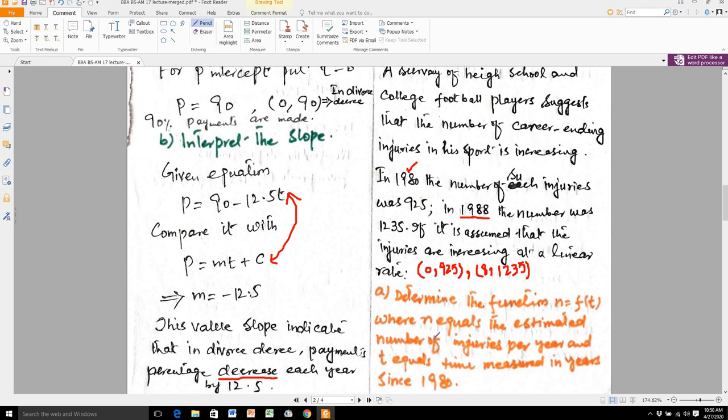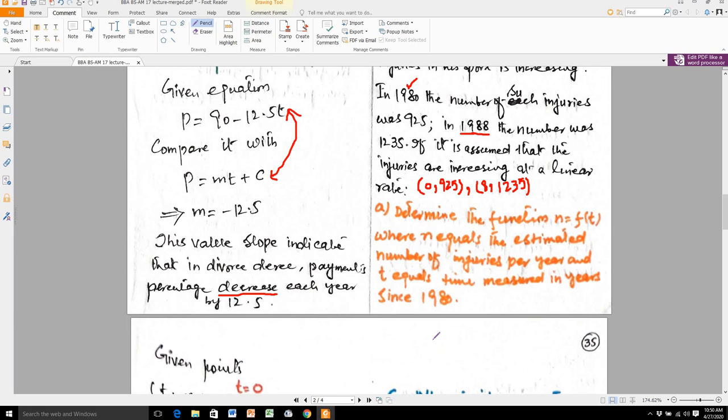So in case A, determine the function n equals f of t, where n is the estimated number of injuries. Here, what is n? This n represents the number of injuries per year, and t equals the time measured in years since 1980. It starts from 1980.